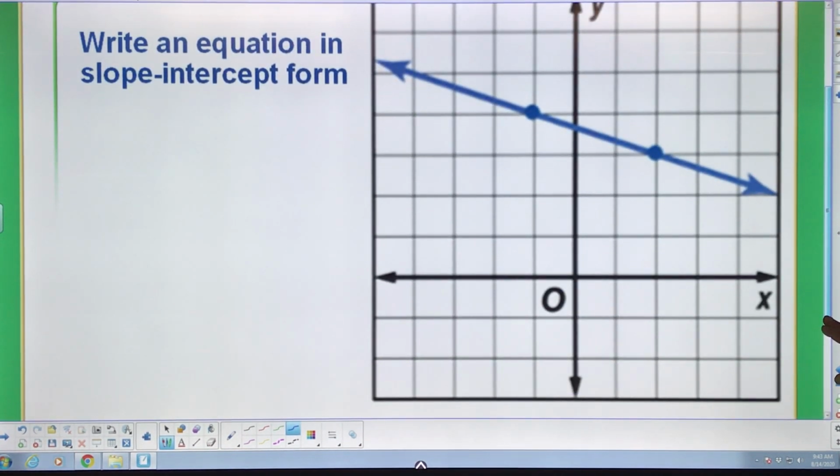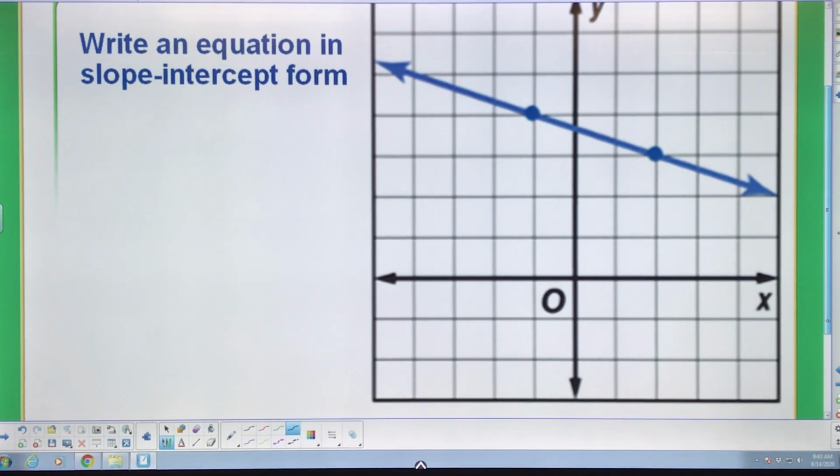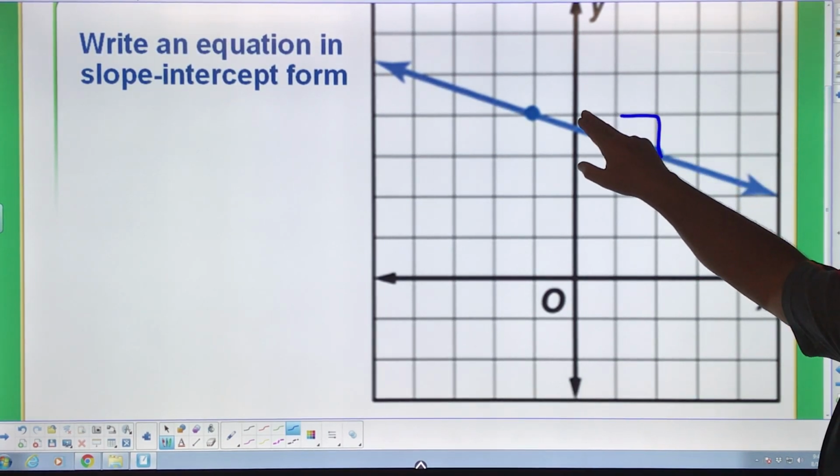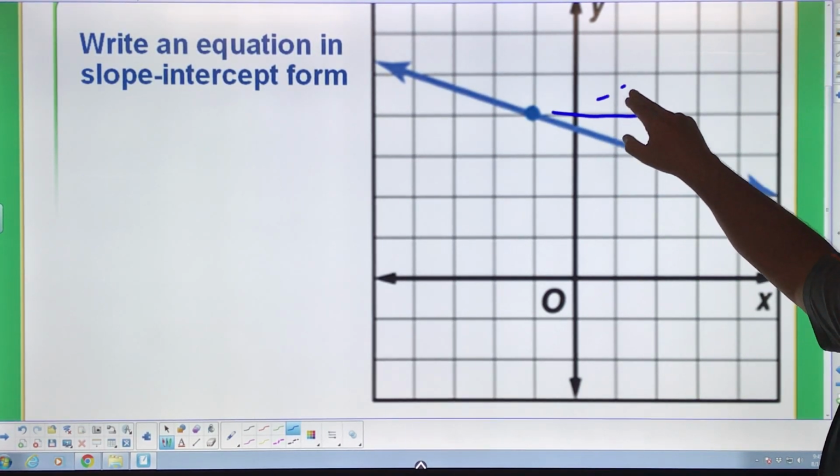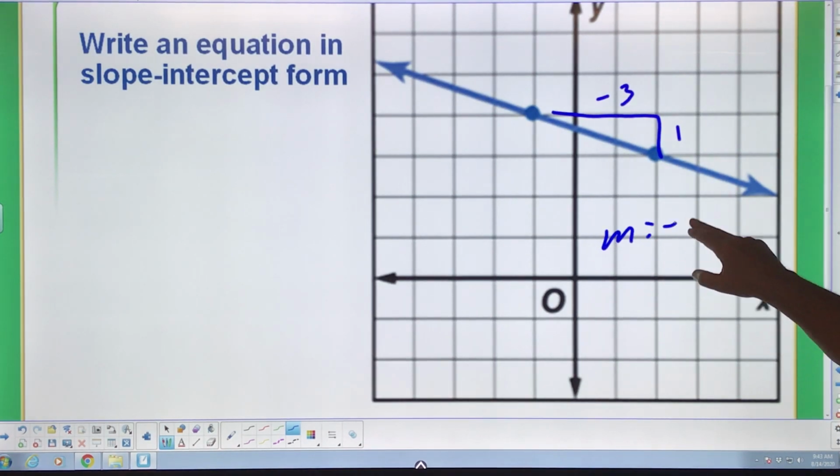Write an equation in slope-intercept form. I've got a picture. I can easily find the slope. Rise 1, run 1, 2, 3 in the negative direction. So the slope is a negative 1/3.